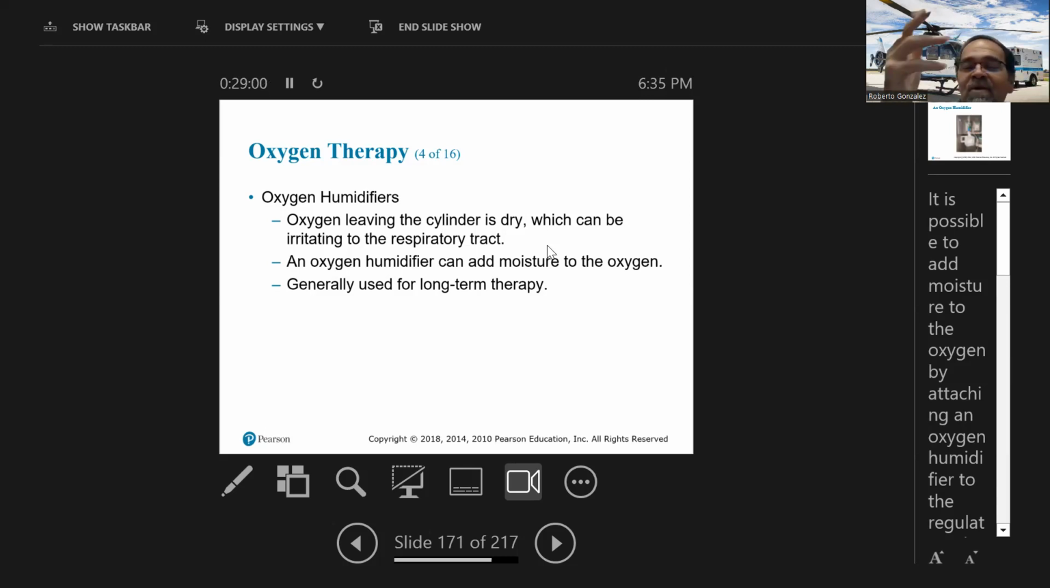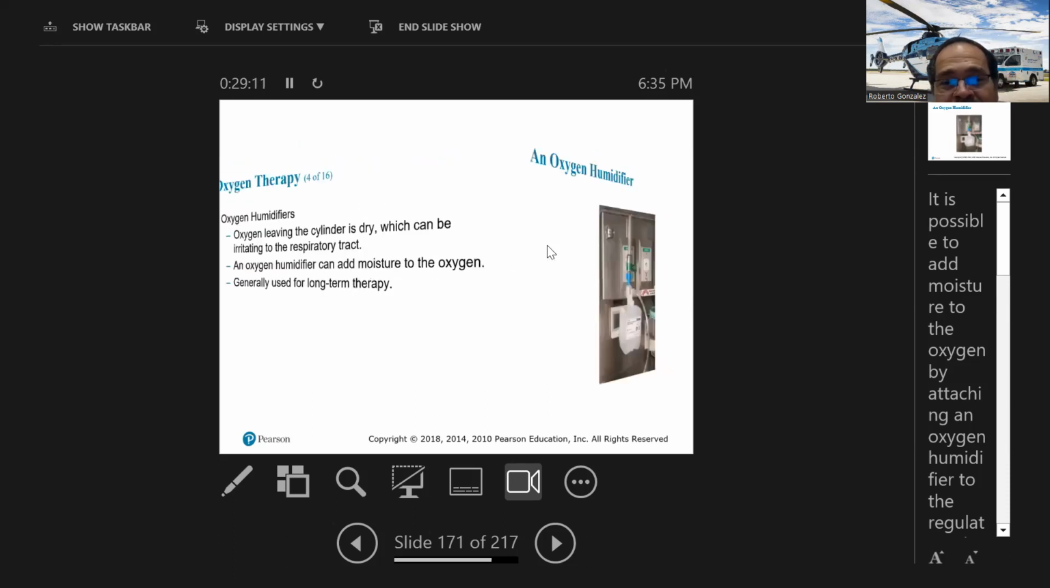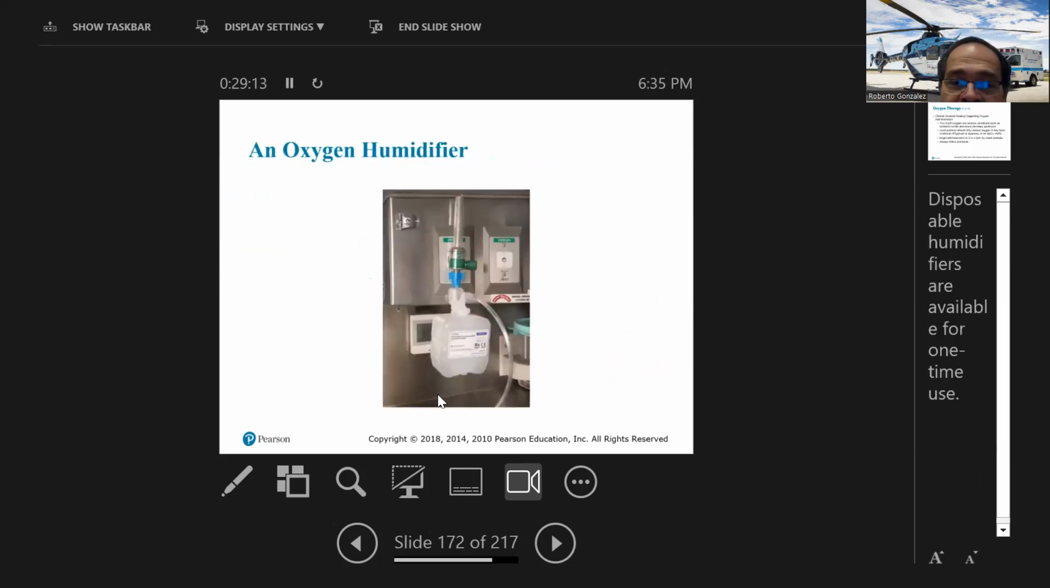When you smoke, let's say you're smoking a cigarette and you put it through a bong, you're getting that smoke moist and you breathe in moist. That's all it does. I don't remember if I have a picture of that here. Well, actually, I do. You have a container of water that's connected to the oxygen source.